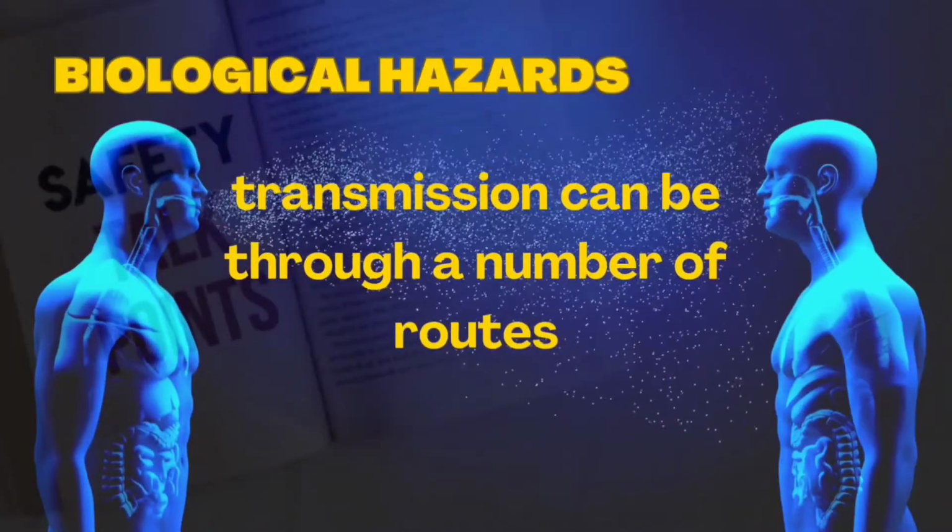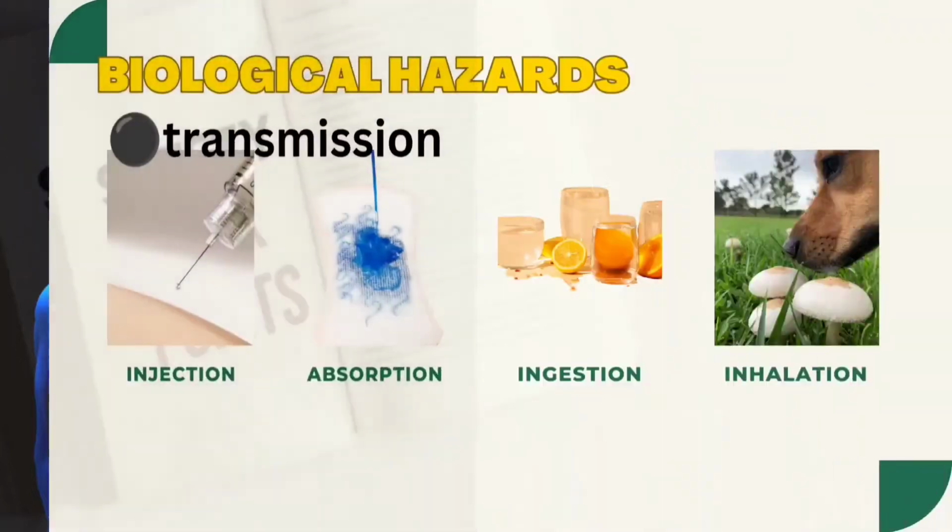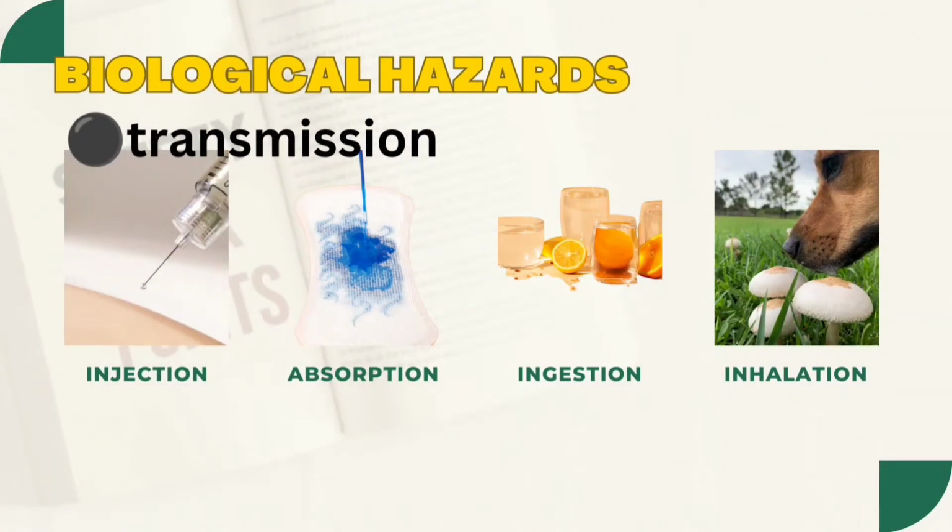Biohazard transmission can be through a number of routes, the primary of which are: injection, by contaminated sharp objects like a needle or scalpel, or through animal bites, scratches and broken or abraded skin; absorption, directly through the skin, by hand-to-face contact and/or splashes to the eyes, nose and mouth; ingestion, by eating or drinking items with a biohazard in or on them and by hand-to-mouth contact where the hands have been contaminated; and inhalation, where particles, vapors and/or aerosols are breathed in or respired.